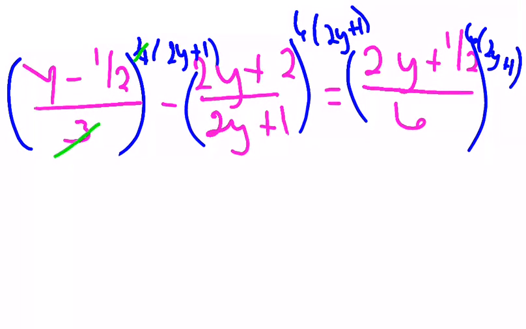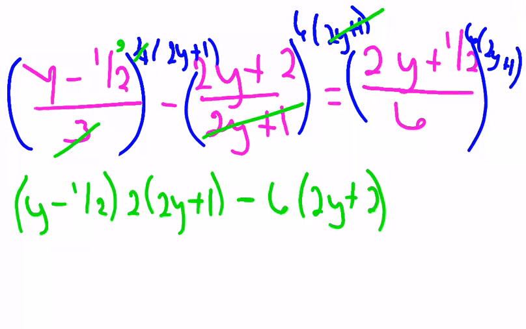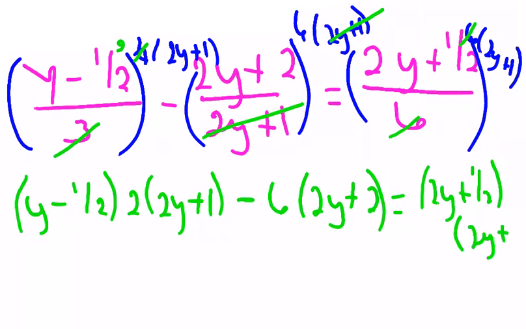Alright, 3 goes into 6 twice. So we have a y minus 1/2 times a 2 times 2y plus 1. Then the 2y plus 1's cancel, so I'm left with 6 times 2y plus 2. And then here the 6's cancel, so I'm left with 2y plus 1/2 times the 2y plus 1.